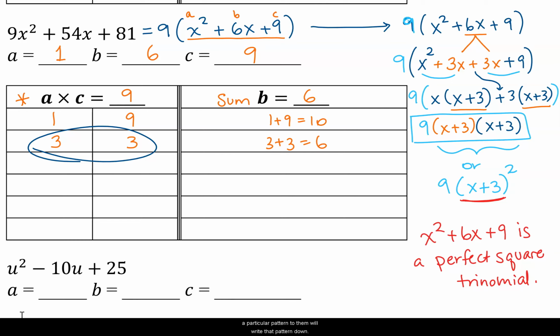These perfect square trinomials might not always be recognizable. They do have a particular pattern to them, and we'll write that pattern down. But I just want to emphasize that you do not have to memorize the pattern or try to identify that it is a perfect square trinomial. You can always factor these trinomials just like we were doing before with the AC method.